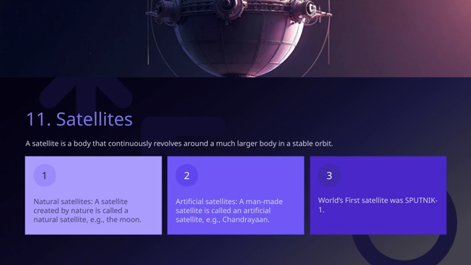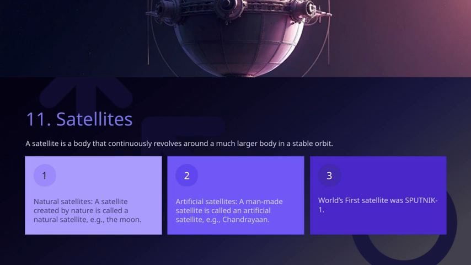Now, satellites come in two main types. First, artificial satellites, which are man-made. An example of this is Chandrayaan, India's lunar mission, which was designed to explore the moon. These satellites are built by humans to perform specific tasks like communication, navigation, or scientific research.